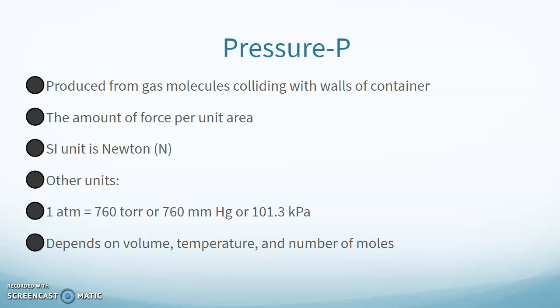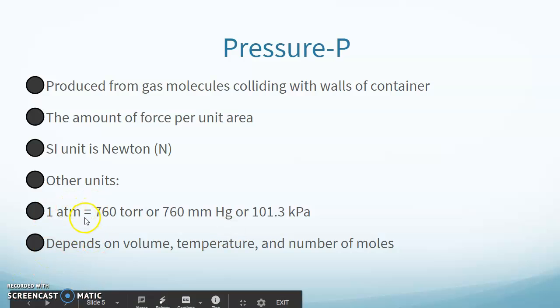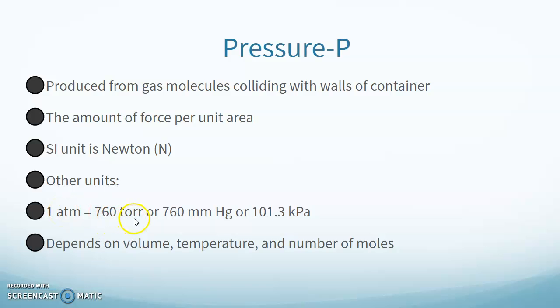So pressure is produced from our gas molecules colliding with the walls of a container. Let's think of a balloon. It's how much force is hitting that per unit area at one time. We use a few different units. We can use newtons, or a big N, atm, which is atmospheres, torr, millimeters of mercury, or kilopascals. And these are our conversion factors between those.